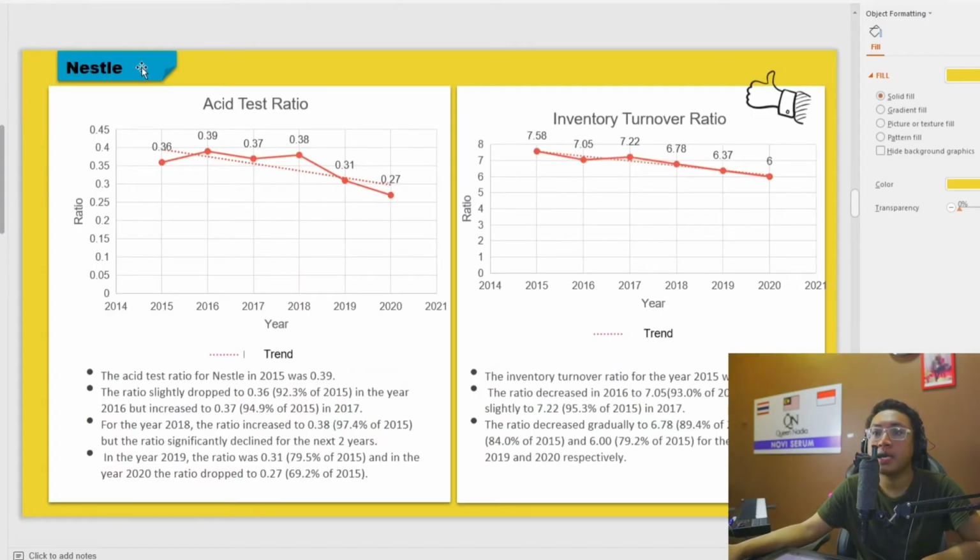Okay, for the company Nestle, the acid test ratio in the first year had 0.36 and then it increased to 0.39 and then decreased to 0.37 and then it increased to 0.38 and then decreased back to 0.27 in the 2 years. For the inventory turnover ratio, in the first year, it had 7.58 and then decreased back to 7.05 and then increased to 7.22 and then decreased to 6.0 in the 3 years.